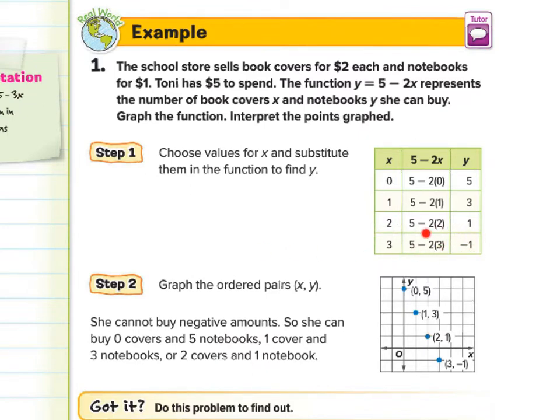So the maximum she could buy is right here. It's 2, and she'll have a remainder of $1. So 2 books at $2. You subtract that amount from $5, and you have $1 left. And this is what it would be as a graph. It's a negative slope. Okay.